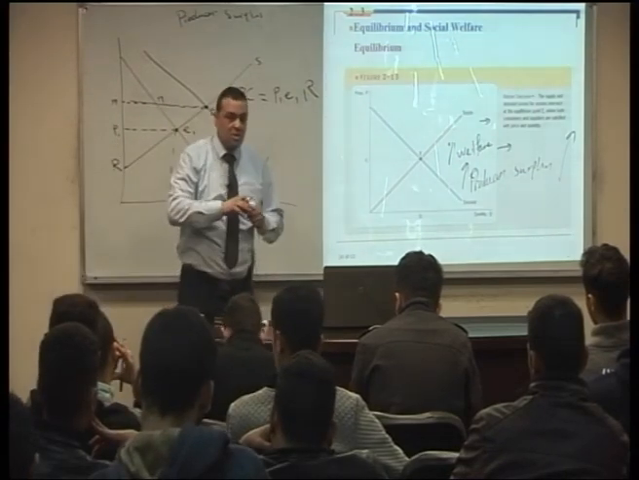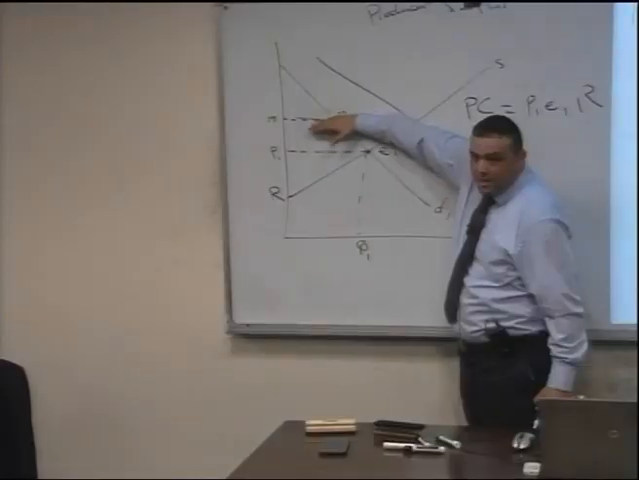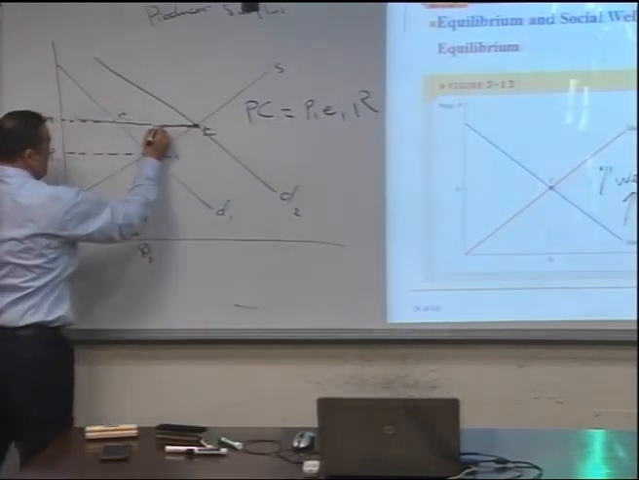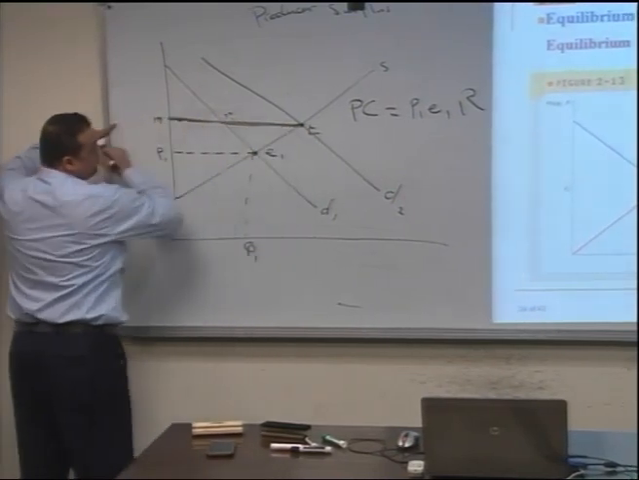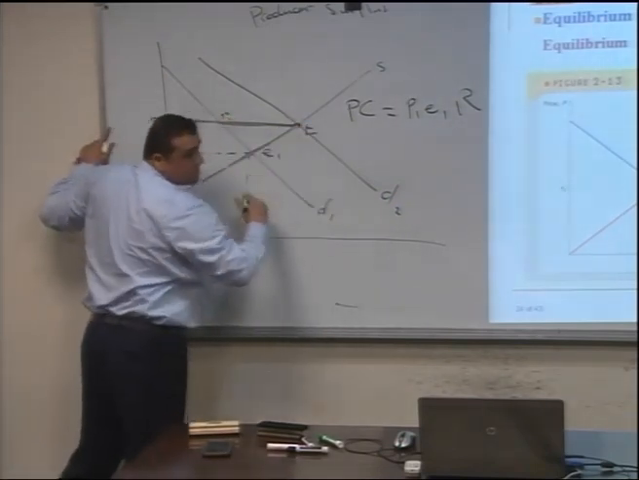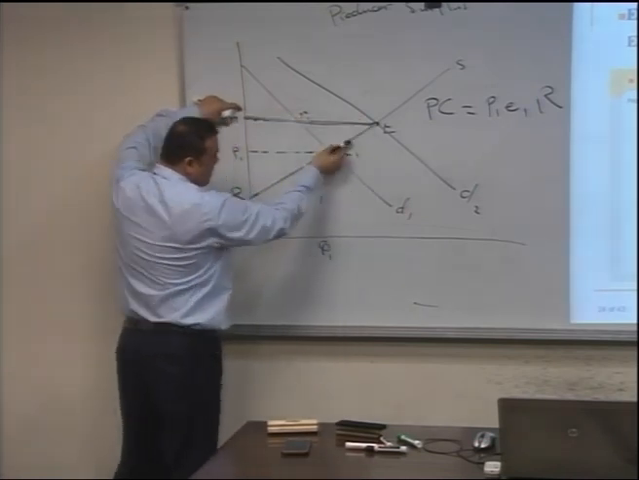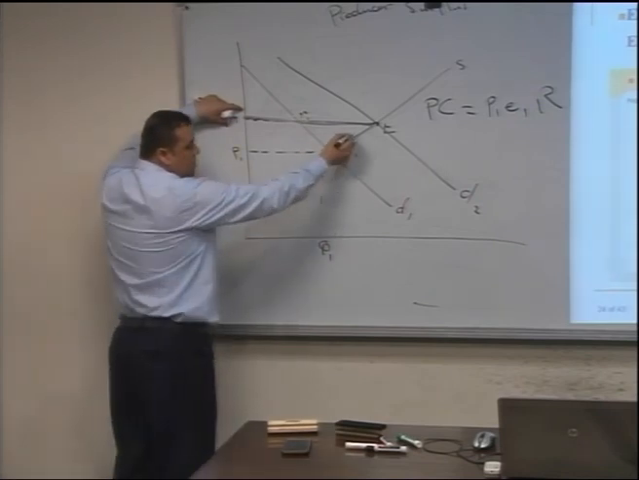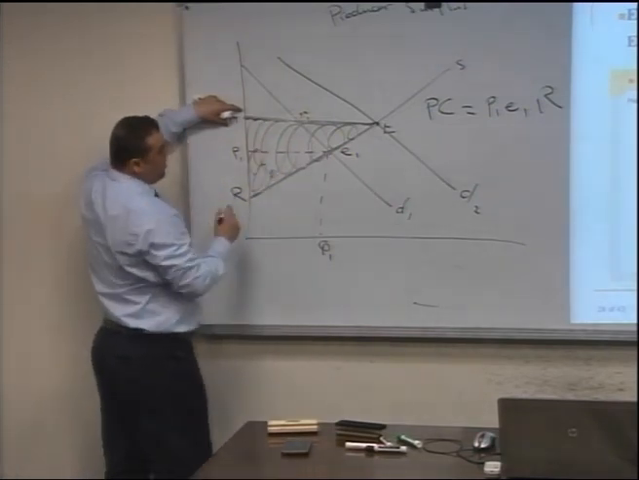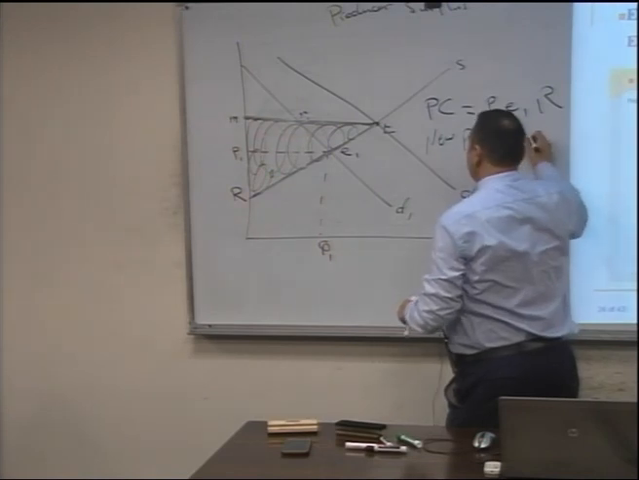The producer surplus is represented by the area below the market price, above the supply curve. The producer surplus can be represented by the area above the supply curve, below the market price. What's the new market price? Above the supply curve, so the new producer surplus would be represented by this triangle, MR. The new producer surplus equals MTR.